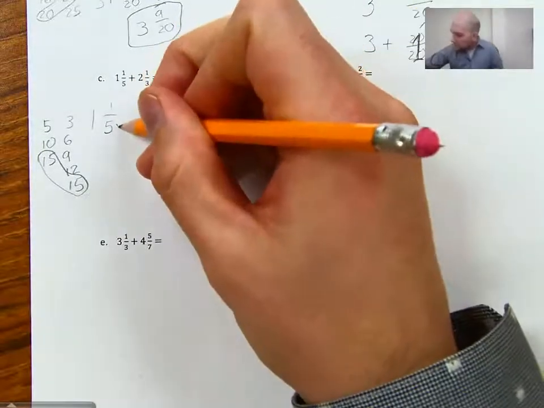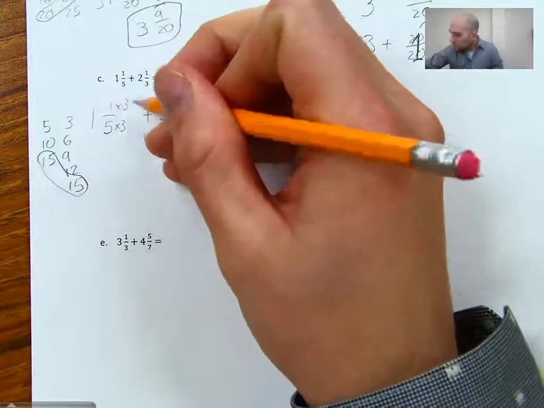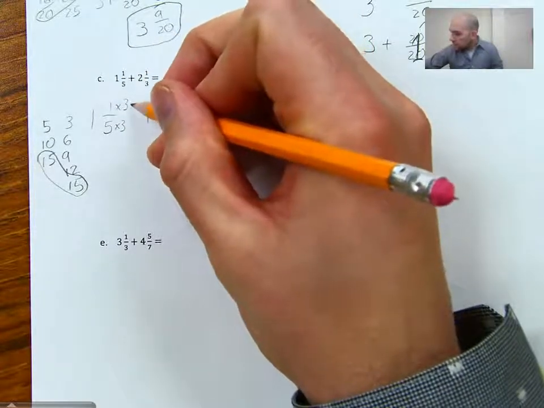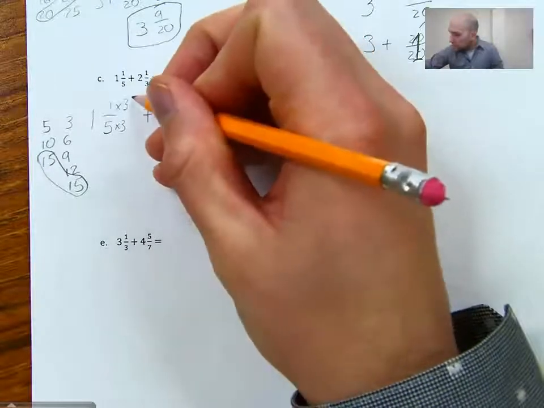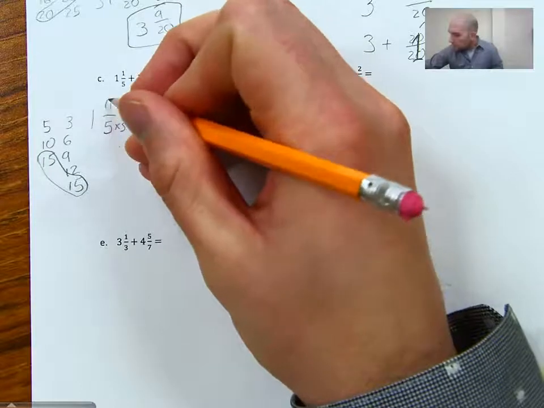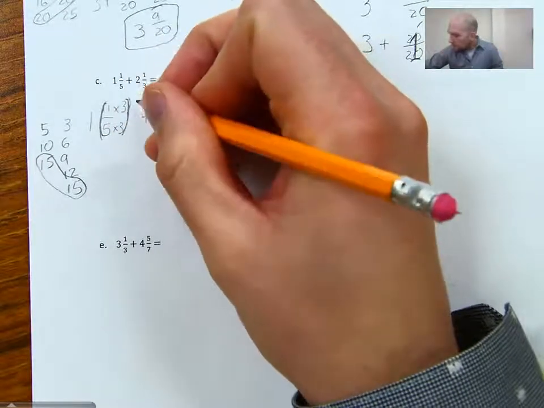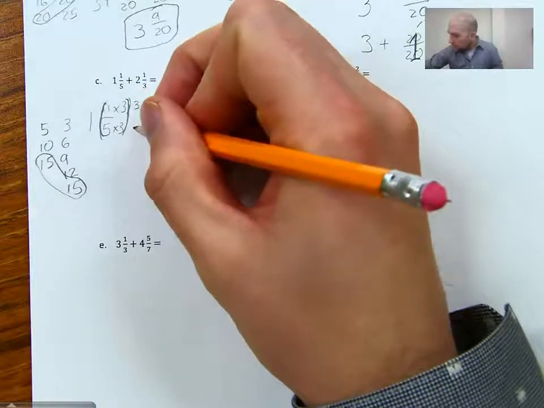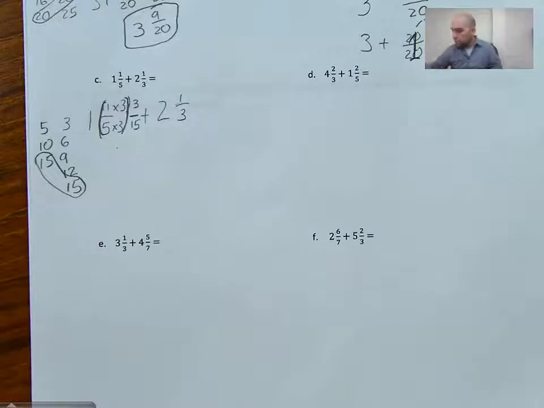So I'm going to multiply my 5 times 3 to get 15. I'm going to multiply my 1 times 3 in my numerator. And I'm going to end up with 3. So let's go one big bracket around here. I'll end up with 3 and 15. So 1 3/15.